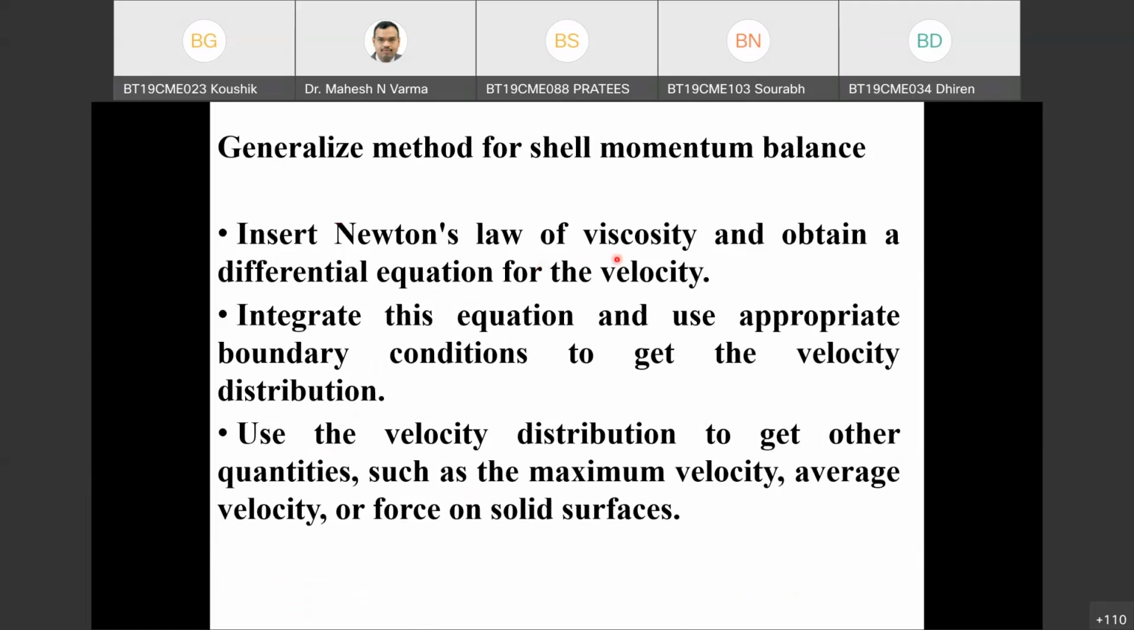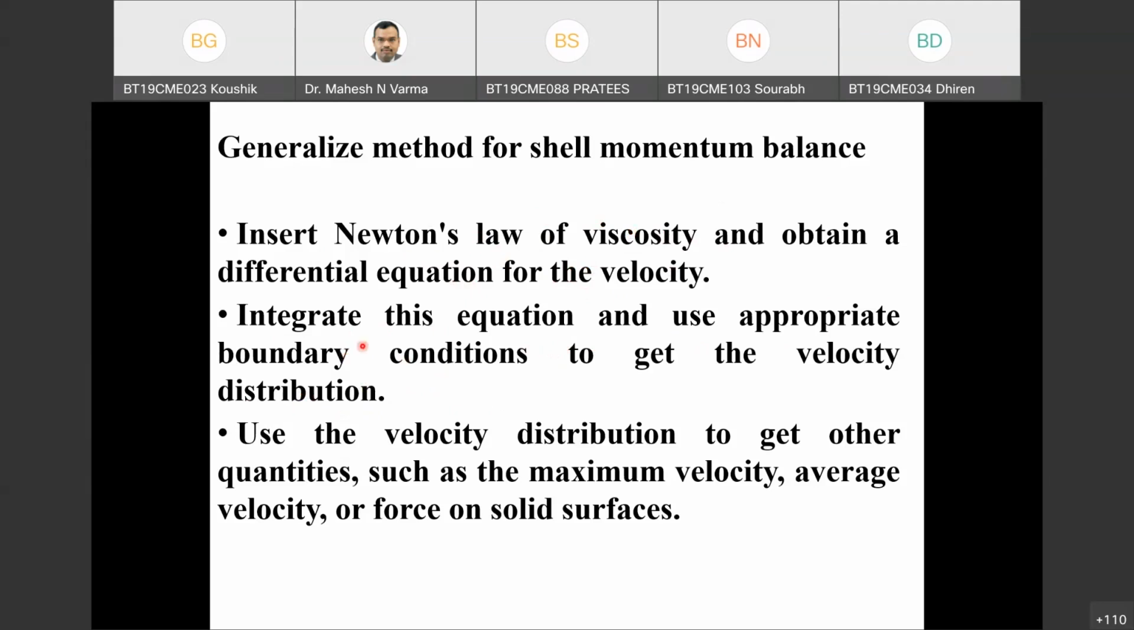Then insert Newton's law of viscosity in momentum transfer. It will be Fourier's law of heat conduction in heat transfer and Fick's law of diffusion in mass transfer. So obtain a differential equation, then integrate this equation. Use appropriate boundary conditions to get the velocity distribution. Here itself you will have a differential equation in terms of velocity, temperature, or concentration. If you integrate and use a boundary condition, you will get a velocity distribution.